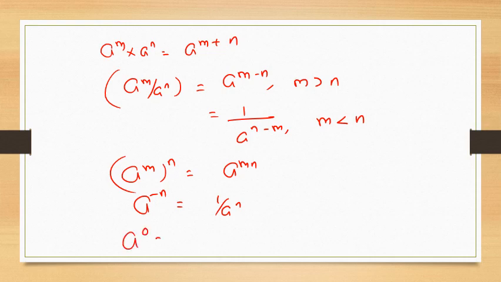What is a raised to 0? A raised to 0 is 1. And nth root of a. Nth root of a is what? A raised to 1 by n. And positive exponent, one more is there. 1 by a raised to minus n is what? A raised to n. So these are the main laws of exponents.